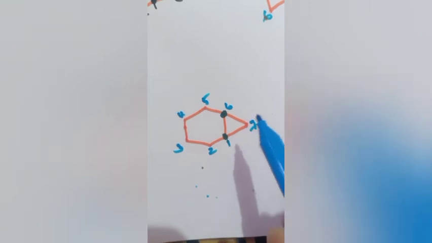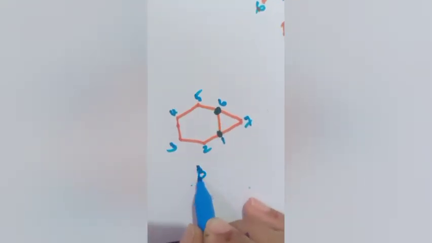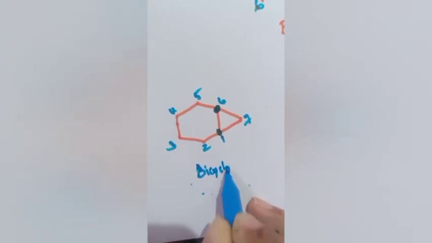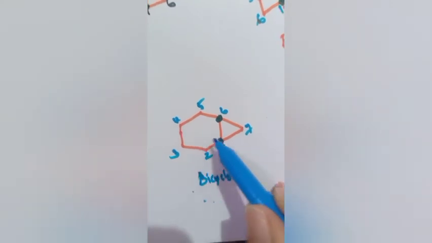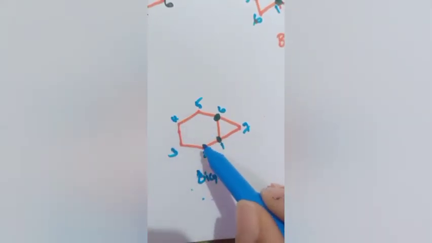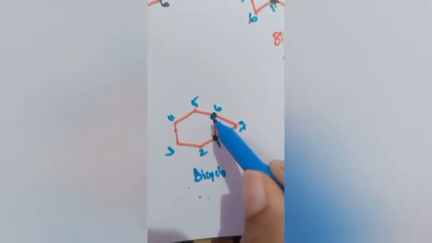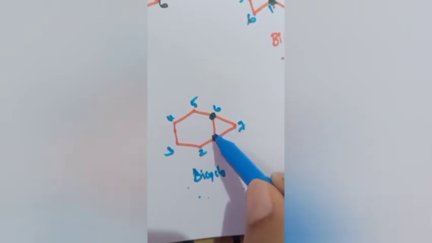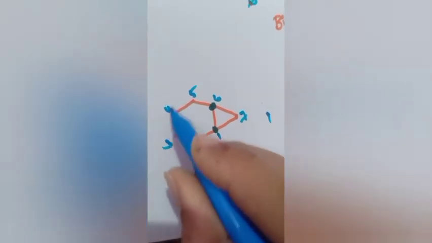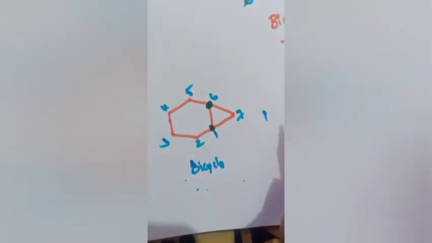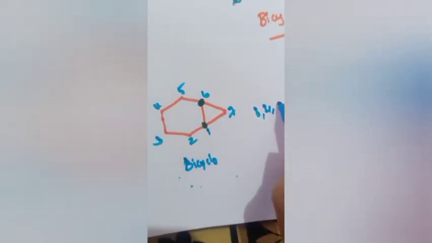Then, for this compound, how do we give the name? First we have to write bicyclo. Then from this side, how many carbon atoms are present? 1, 2, 3, 4. From this side only 1 carbon atom, and between them there are no carbon atoms. So here there is 1 carbon atom, here from this side there are 4 carbon atoms, and here there are no carbon atoms, that means 0.